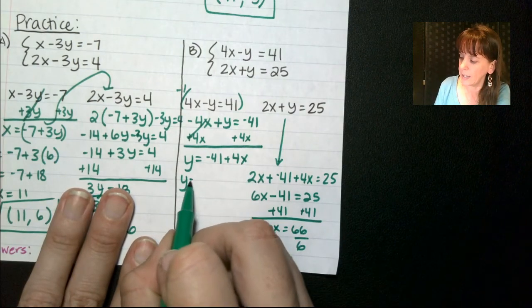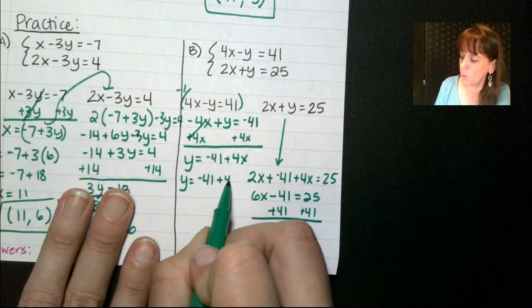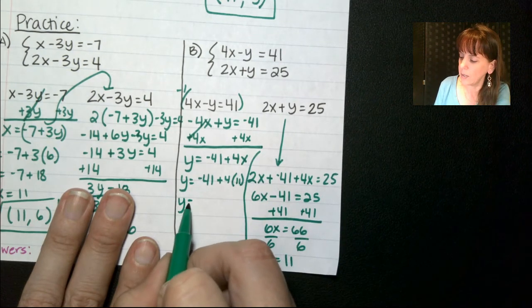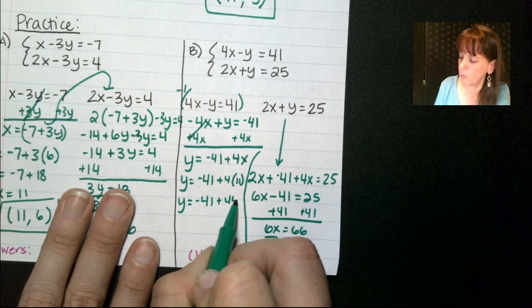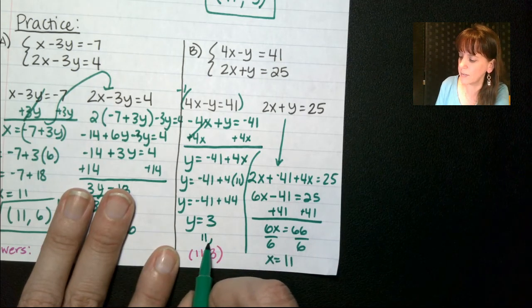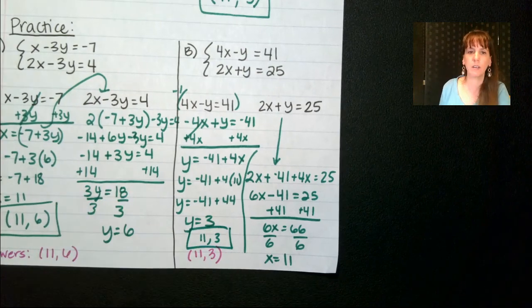So we say y equals negative 41 plus 4 times 11. So y equals negative 41 plus 44. Y equals 3. Excellent. So my solution is 11 comma 3, just like we were supposed to get.